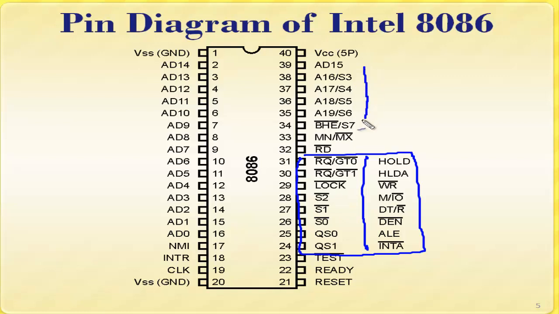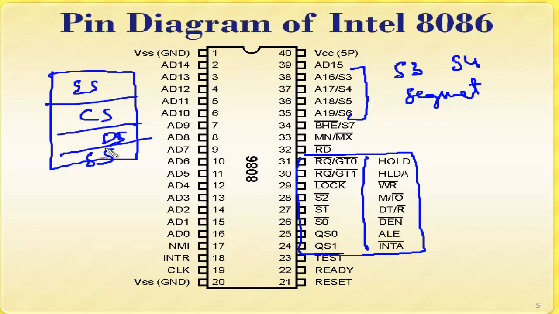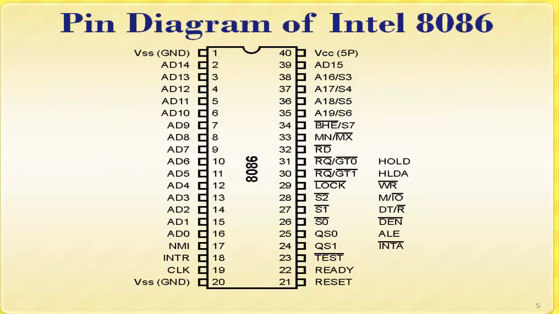So right now we will talk about these bits, S3, S4, S5, S6, wherein we have firstly S3 and S4. What are they used for? S3 and S4 are used to identify the segment, because we know our memory is divided into segments, that is our extra segment, the code segment, the data segment, the stack segment, and so on and so forth.